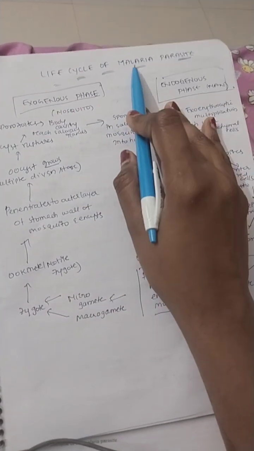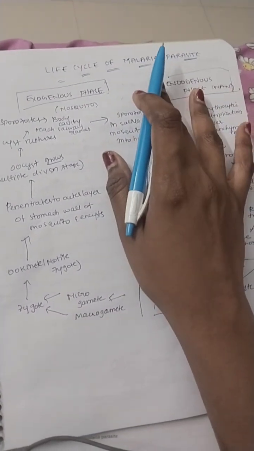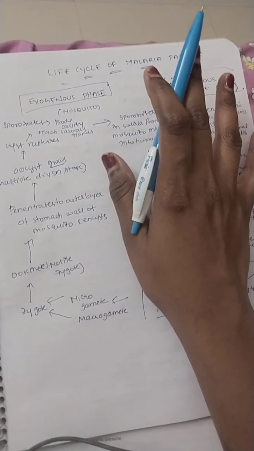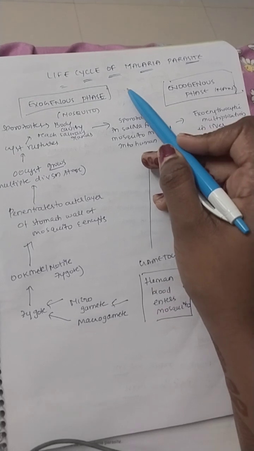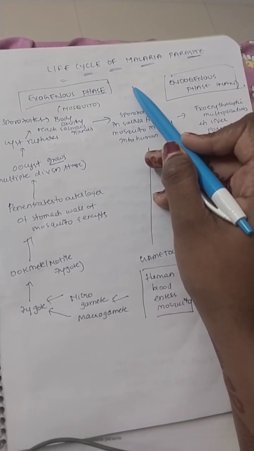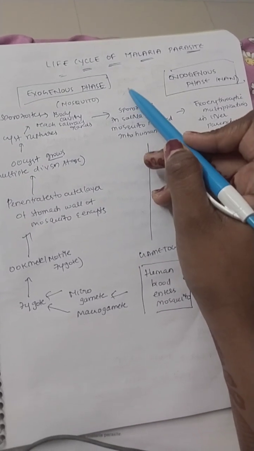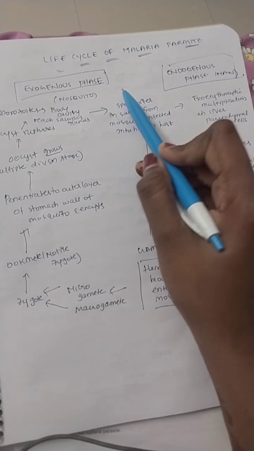First, malaria is caused by the Plasmodium parasite. The vector is the female Anopheles mosquito, and the Plasmodium species are Plasmodium vivax, Plasmodium falciparum, Plasmodium ovale, and Plasmodium malariae.